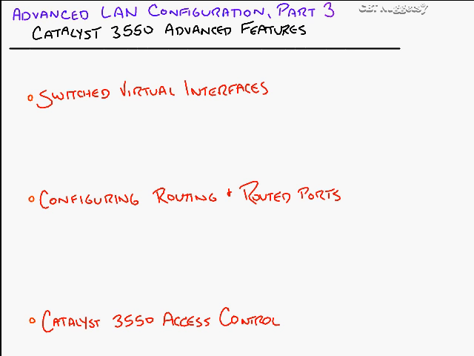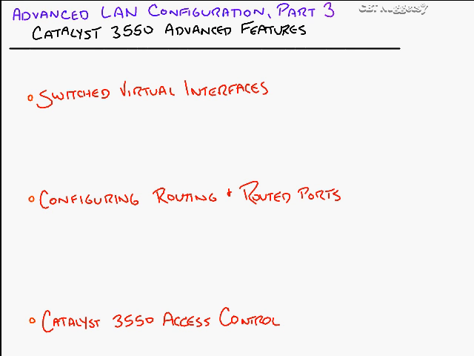Advanced LAN Configuration Part 3. The Catalyst 3550 Advanced Features. This is where we step it up a notch and show you just how capable this switch is of competing with any broad market router that's out there, except for WAN connections.